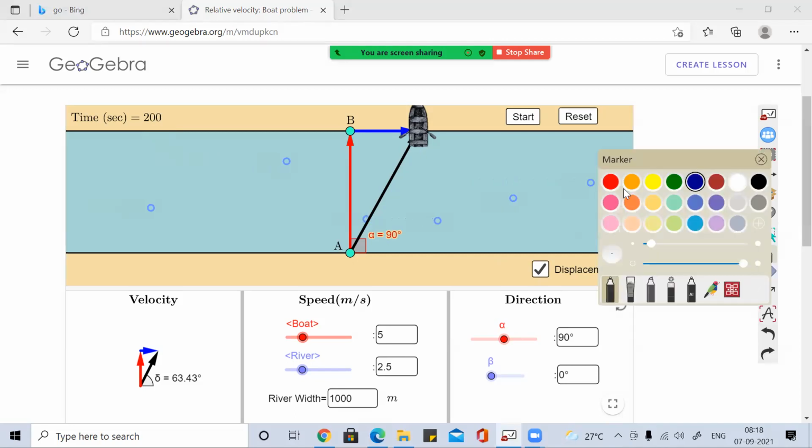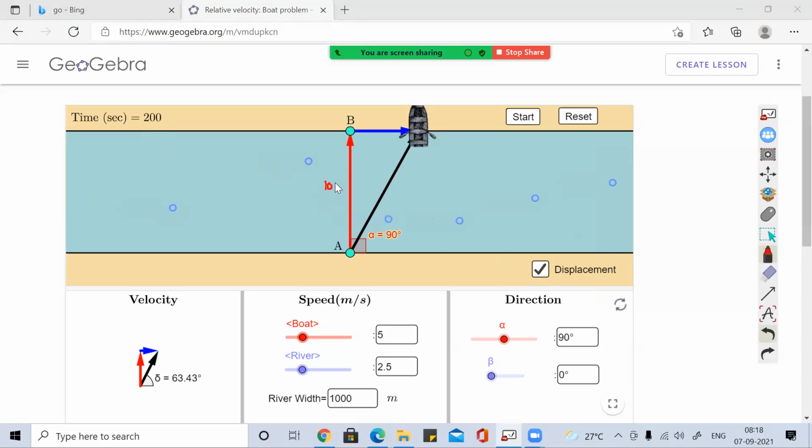So for the black arrow, suppose this is 100 meters and this is some 50 meters. How much has he traveled? Root over 100 squared plus 50 squared, sir. So this is definitely not the shortest path. When do you say he has traveled the shortest path? When this black arrow is exactly A to B, perpendicular, sir.